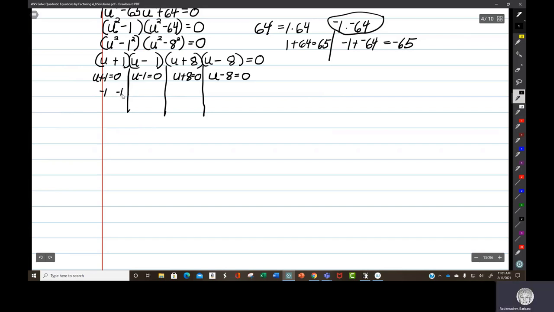Minus 1, minus 1. So u equals negative 1. Over here, plus 1, plus 1. So u equals positive 1. Over here, minus 8, minus 8. So u equals negative 8. And plus 8, plus 8.